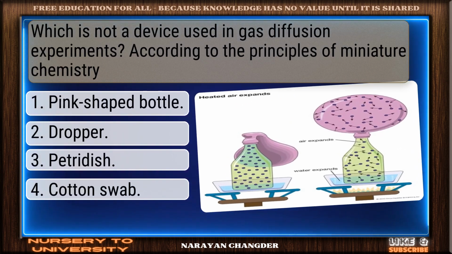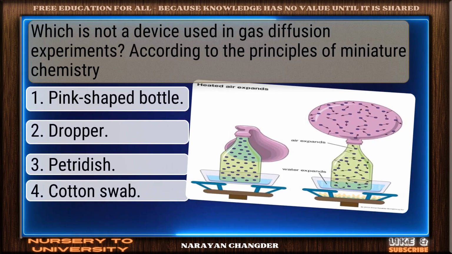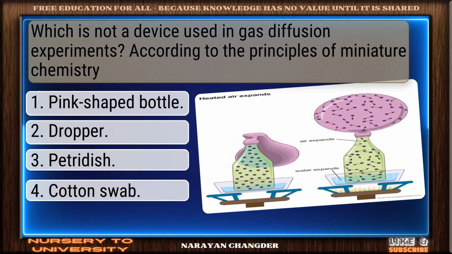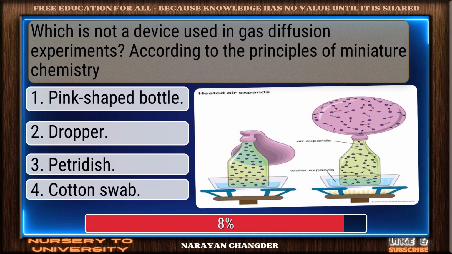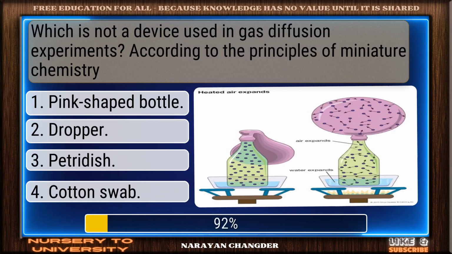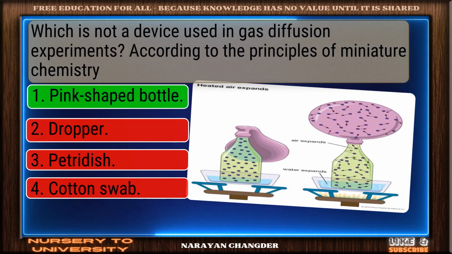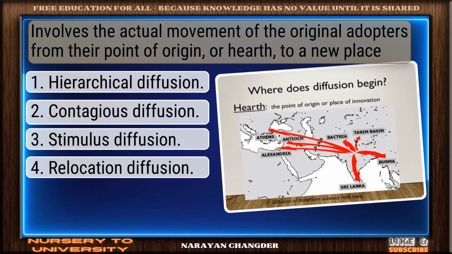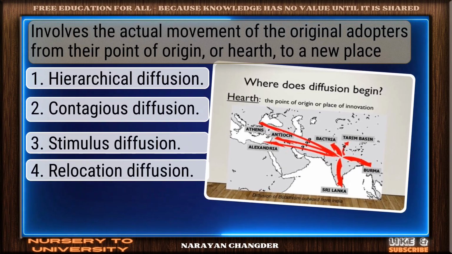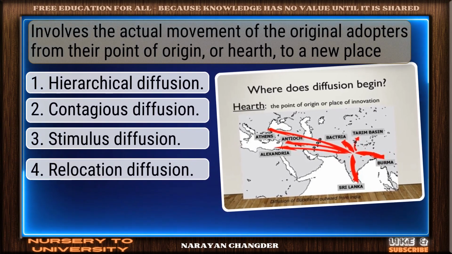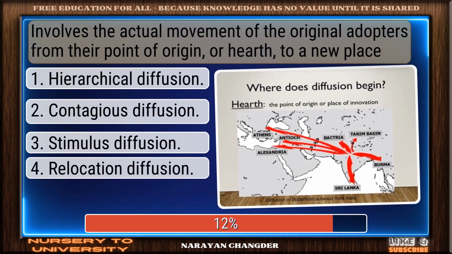Which is not a device used in gas diffusion experiments, according to the principles of miniature chemistry? On track. Pink-shaped bottle is the correct answer. Involves the actual movement of the original adopters from their point of origin or hearth to a new place.